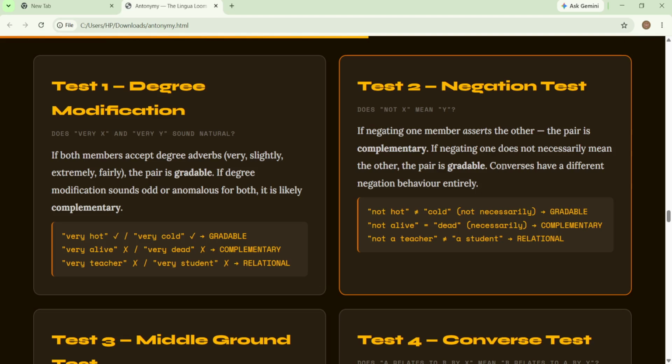So this says if negating one does not necessarily mean the other, the pair is gradable, so it is about this.